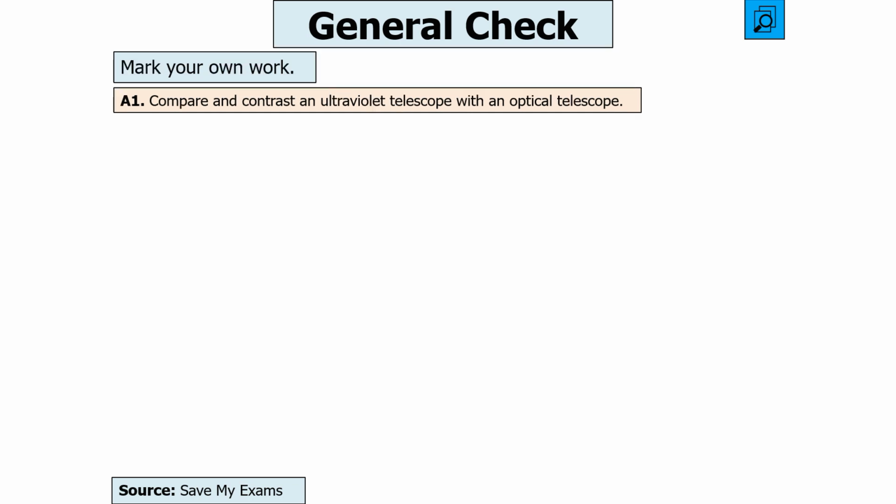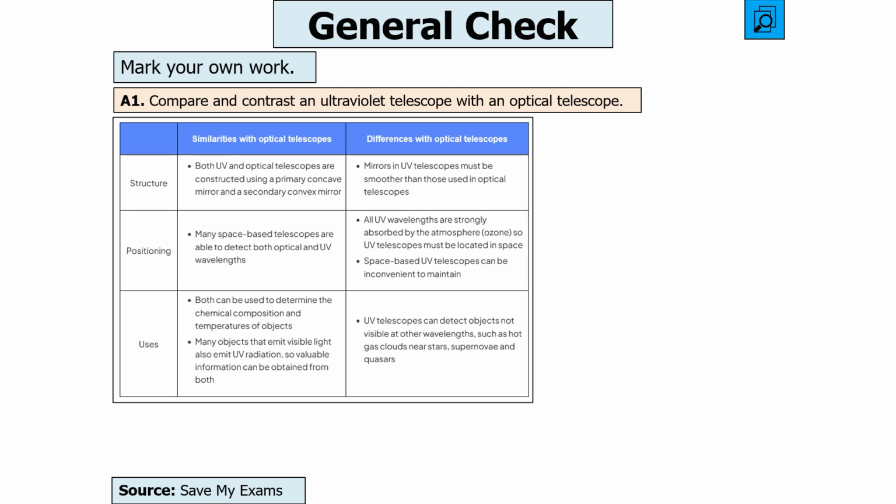Right, in this one, what are our similarities? Well, in terms of structures, both UV and optical telescopes have a primary concave mirror and a secondary convex mirror. In terms of differences, mirrors in the UV must be much smoother than those of optical telescopes because of the wavelength of UV. In terms of positioning, many space-based telescopes can detect both optical and UV wavelengths. Now, all UV wavelengths are strongly absorbed by the atmosphere in the ozone layer, so UV telescopes must be located in the upper atmosphere or in space. So therefore, space-based UV telescopes can be inconvenient to maintain and are a lot more expensive.